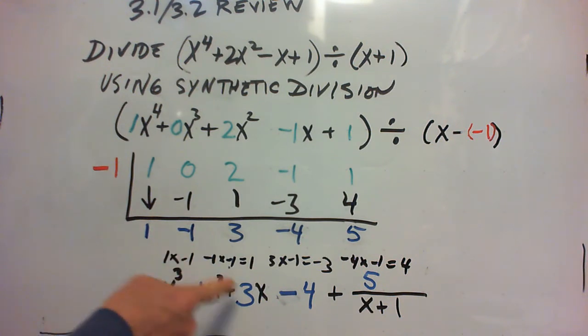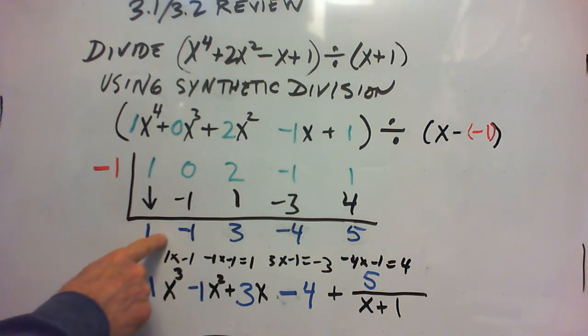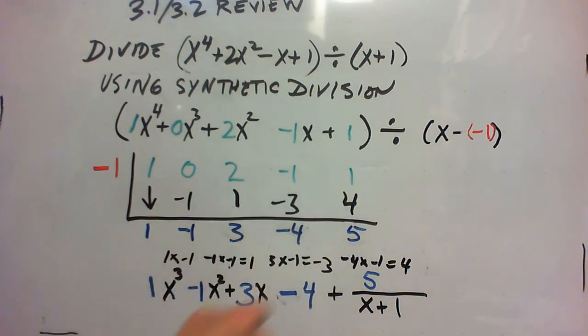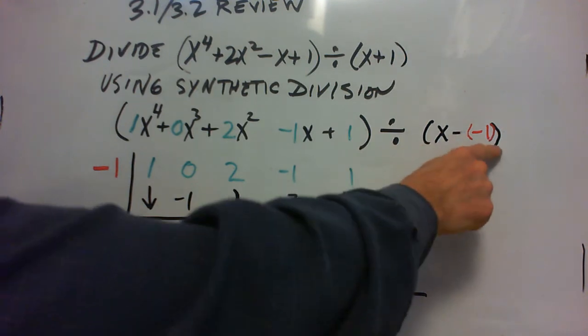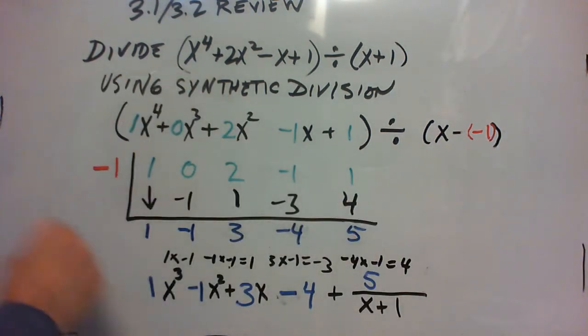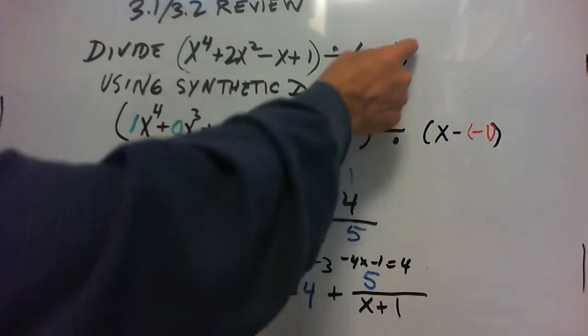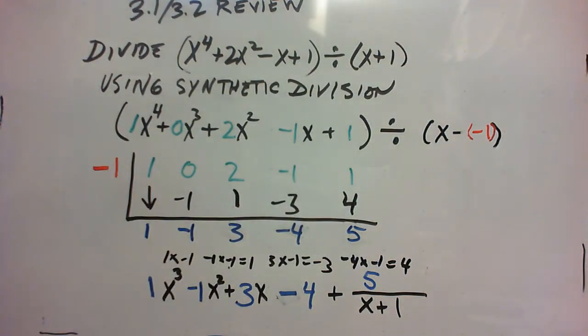And so applying this, we have the values 1, negative 1, 3, negative 4, 5. Our answer is always going to be a polynomial 1 degree less, because you're dividing by a first degree, that's going to reduce the degree of the answer by 1. So it's going to be 1x cubed minus 1x squared plus 3x minus 4. Our remainder is 5, so we write this as 5 over our divisor of x plus 1. And that's our answer at the bottom.